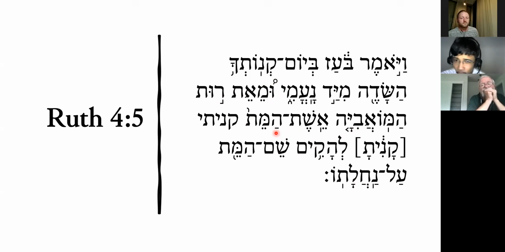Eshet, wife of the dead one. Yep, the wife of the dead one. Hamit. Kanita, you purchase from Hakim. This is lakum, but in the hifil. Lakim, to establish, to raise up. To establish. Okay.